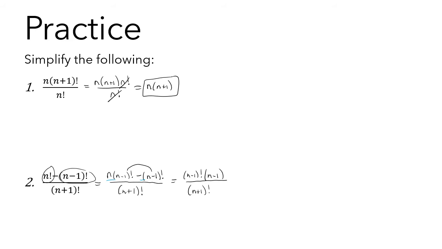Now this bottom part, I'm going to undo two times to get it all the way to (n minus 1) factorial. So that gives me, on the top, (n minus 1) factorial times (n minus 1), divided by (n plus 1) times n times (n minus 1) factorial. Now these will cancel, and I'll be left with just (n minus 1) over n times (n plus 1). And I've eliminated factorial, so I'm done.